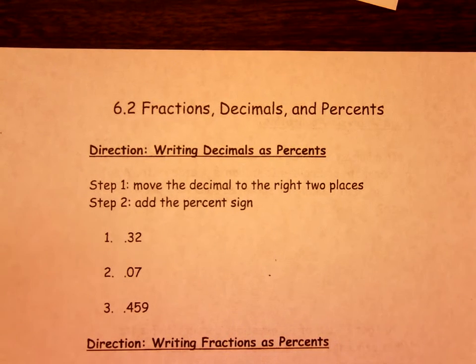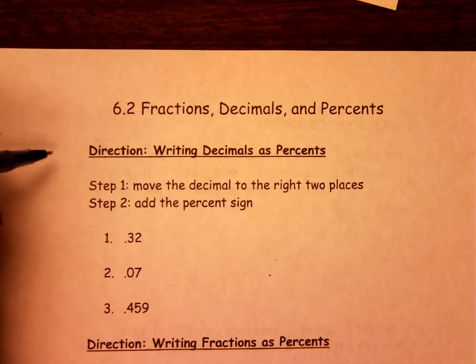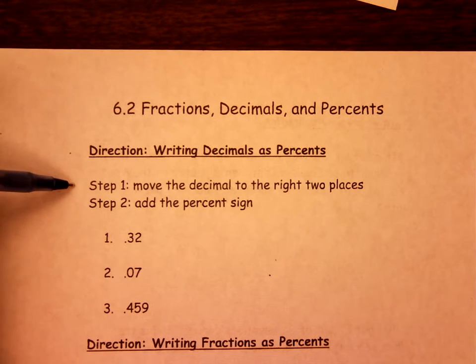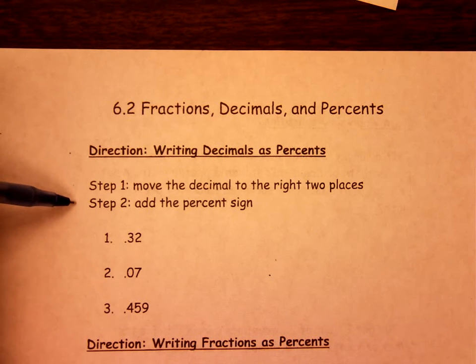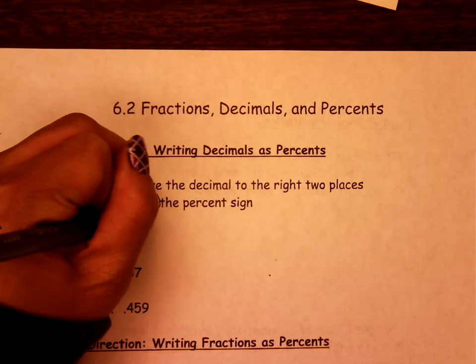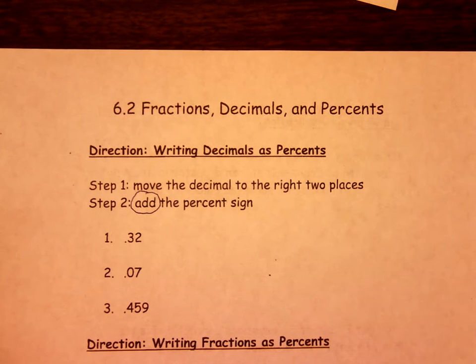Okay, so today's lesson is 6.2, fractions, decimals, and percent. So the direction, writing decimals as percent. Step 1, move the decimal to the right 2 places. Step 2, add the percent sign. So I want you to circle or highlight the word add.